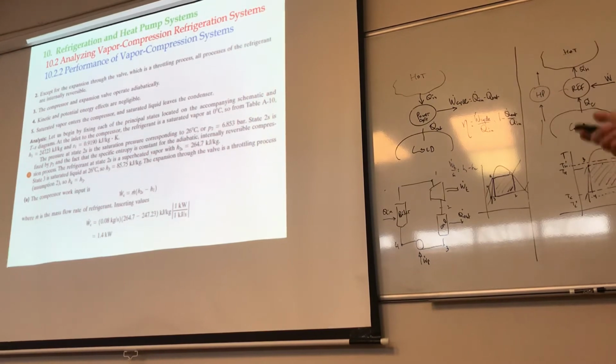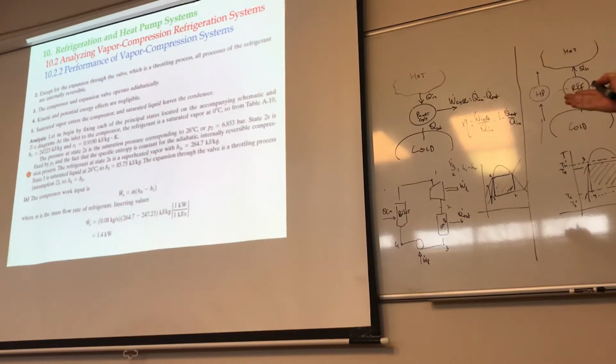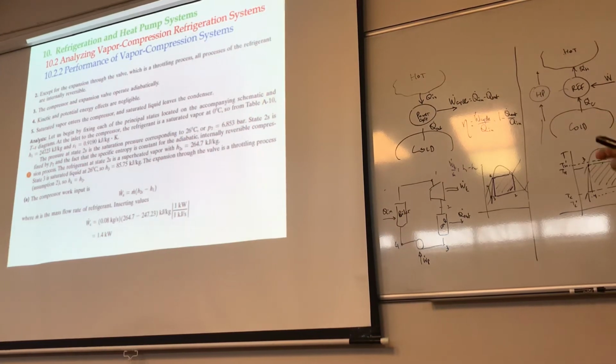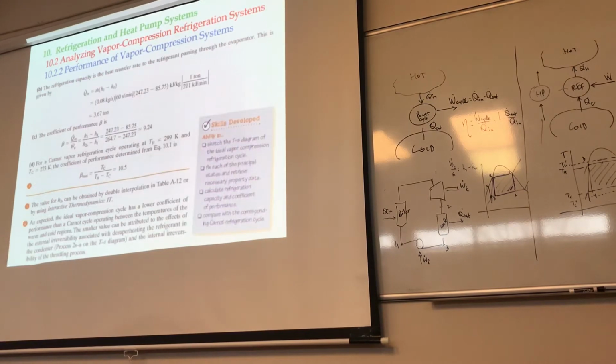Now after that, the equations are fairly clear. You just plug in. For example, what is the compressor work? Compressor is between 1 and 2, so W is equal to M dot times H2 minus H1. M dot is given to you, H2 you got, H1 you got, so it's 1.4 kilowatts. The rest of the stuff is also fairly straightforward.